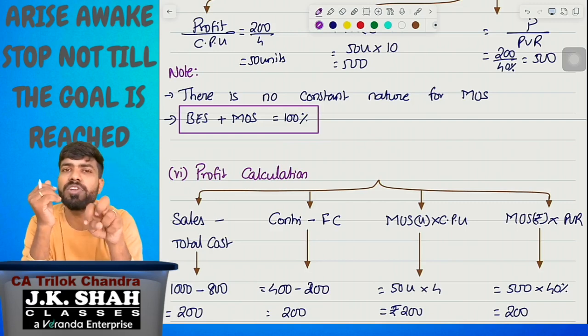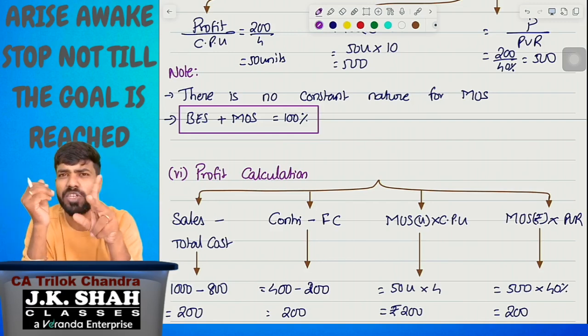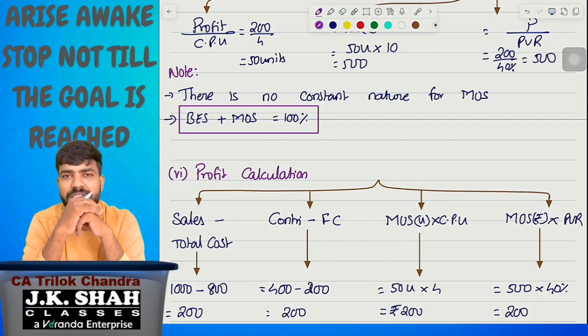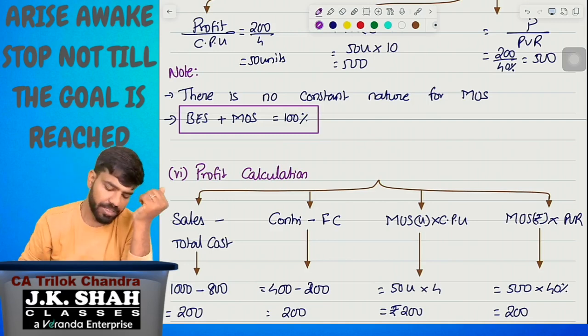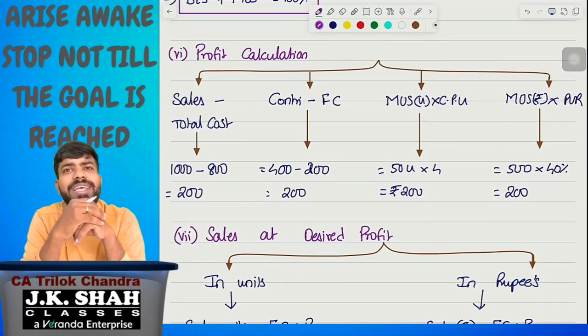So you need to remember two equations: PVR plus VCR equal to 100%, and break-even sales plus margin of safety equal to 100%. Based on these two equations only, there are many questions from the CVP analysis. Clear? Next, profit calculation. There are different formulas to calculate the profit: sales minus cost.